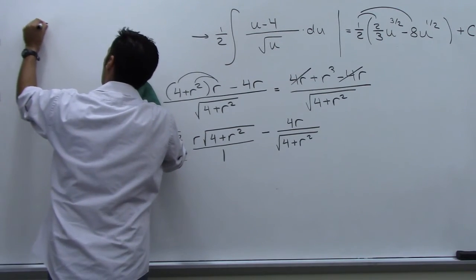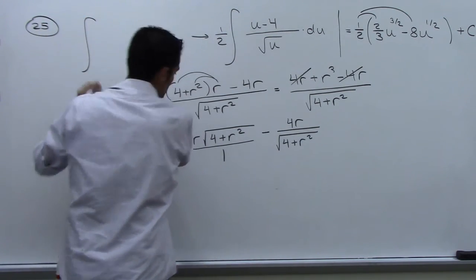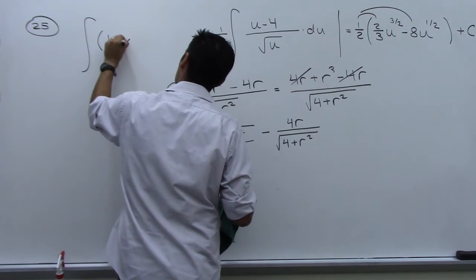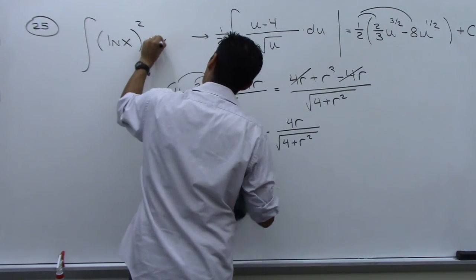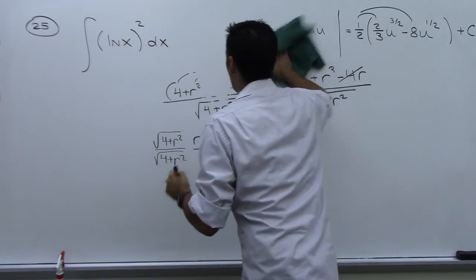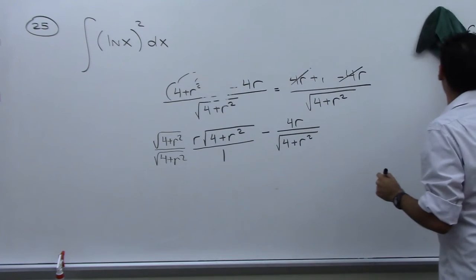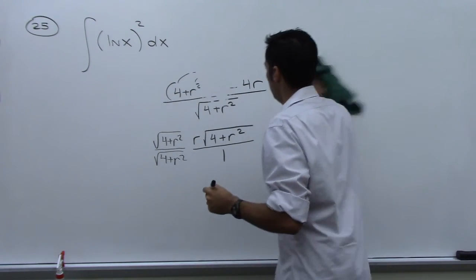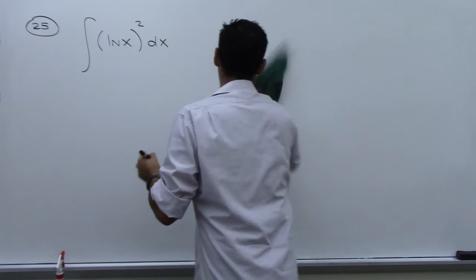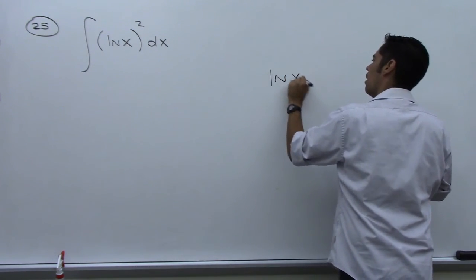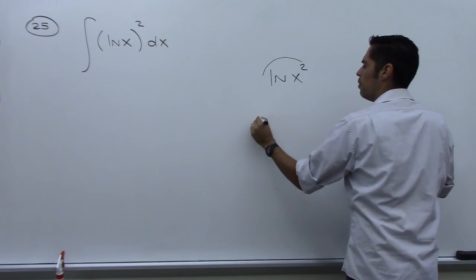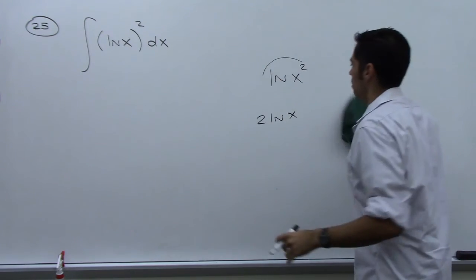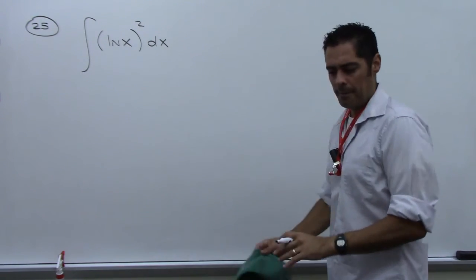Integral of natural log of x, the entire quantity squared, dx. Now, be careful here because that squared is acting on the entire natural log. It is not acting on the x only. If that squared was on the x only, then we could use the property that allows us to pull that out. But we can't because the squared is on the entire thing. So we cannot do that property.